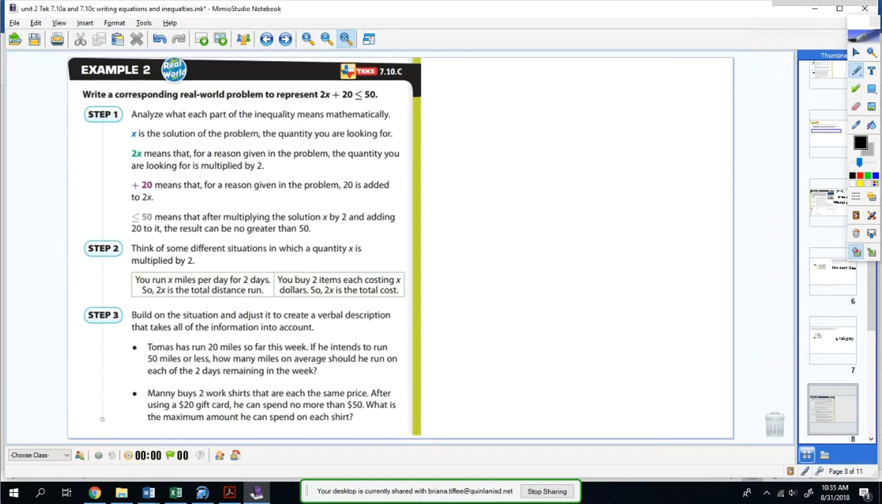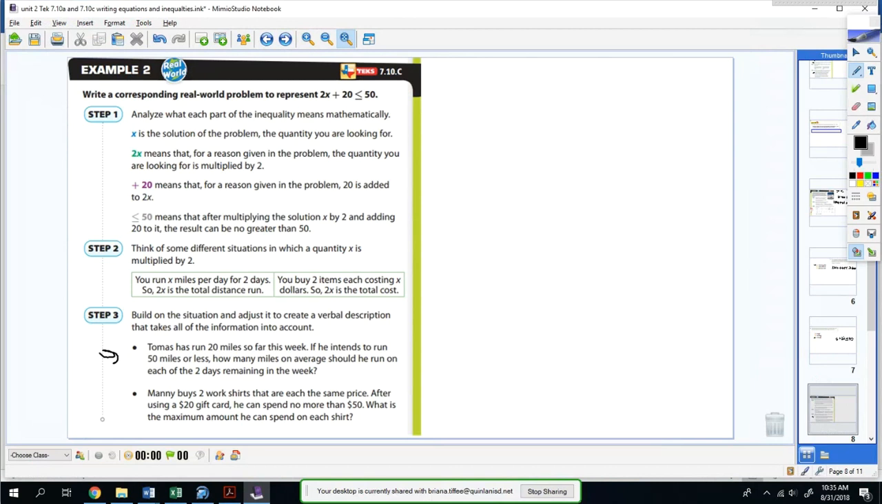All right, so now what we're going to do is write a real world problem representing inequalities. Again, it's the same idea as we just did. So we have 2x plus 20 is less than or equal to 50. So you have the x that you have to represent, but it's being multiplied by 2 with a standalone of 20. So a solution would be Thomas has run 20 miles so far this week.